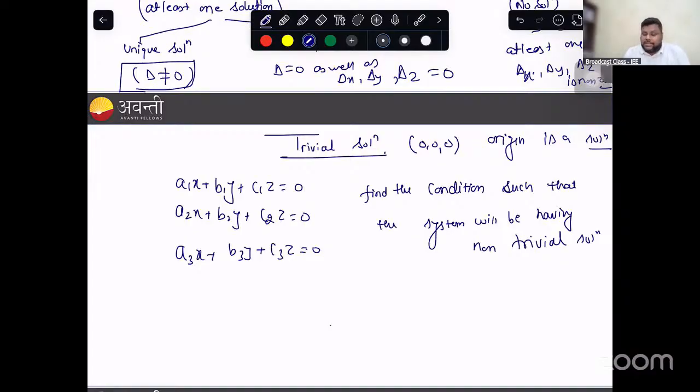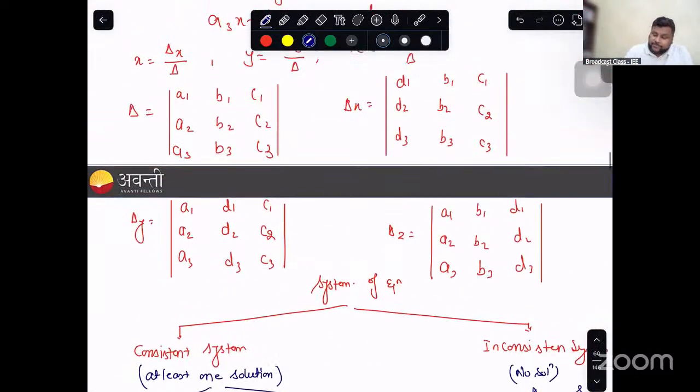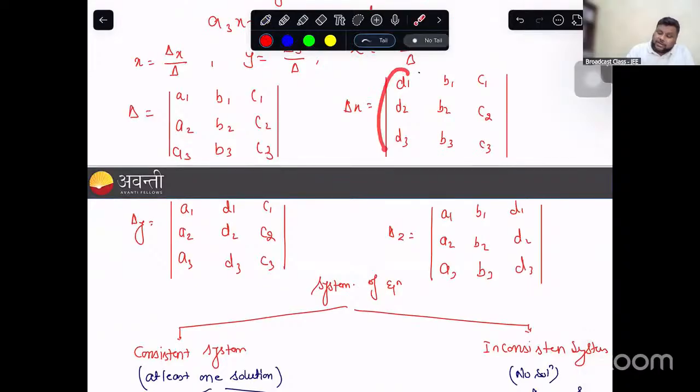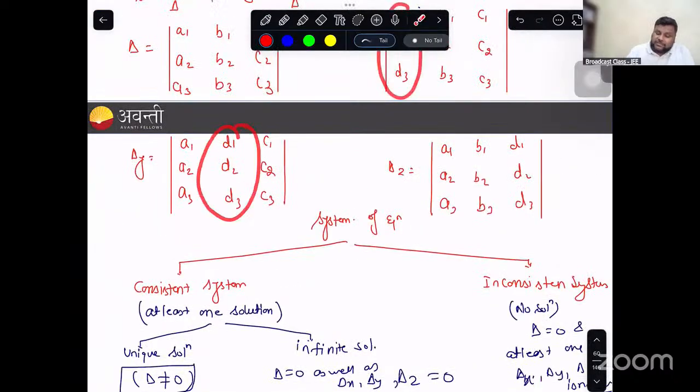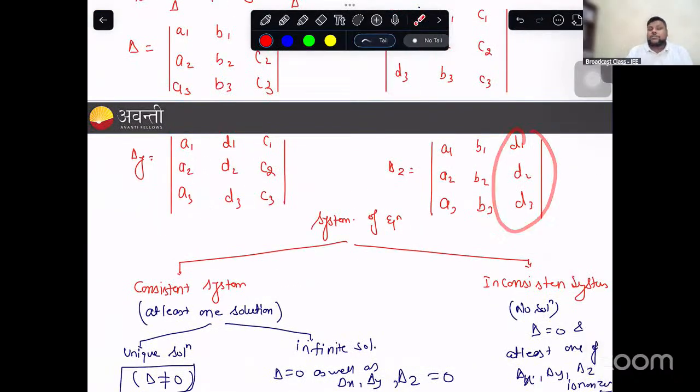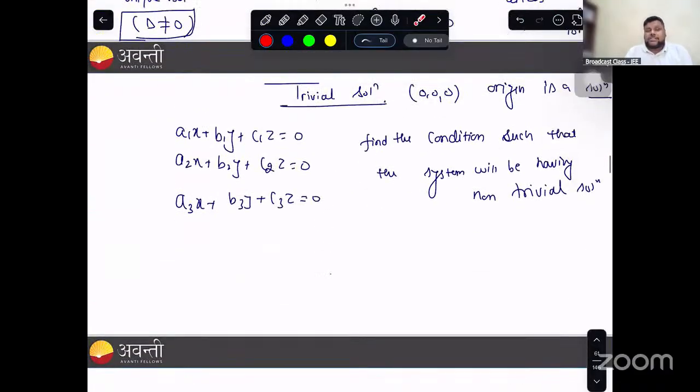Now see, it is very much obvious the system is having the trivial solution 0, 0, 0. That means if I try to find delta x here, this entire row will go 0. And in a determinant, when one row goes 0, the value is 0. Similarly, delta y will go 0, and delta z will go 0. So that means the system is already having a trivial solution. Now they are saying the system is having non-trivial solution, which means the system is having infinite solutions. So what you simply have to do is put delta equal to 0.